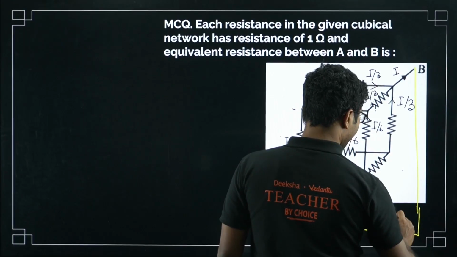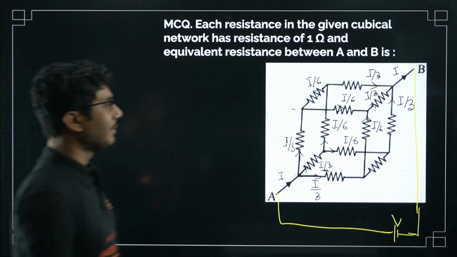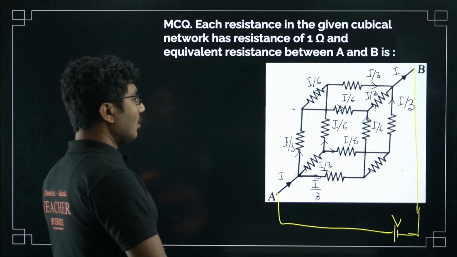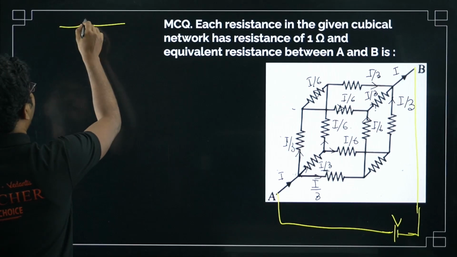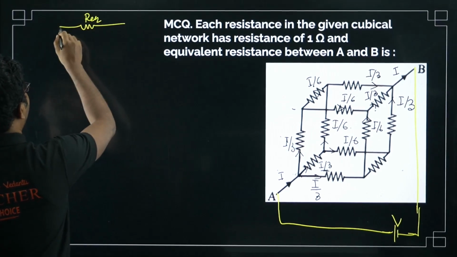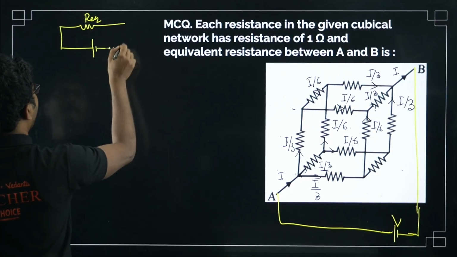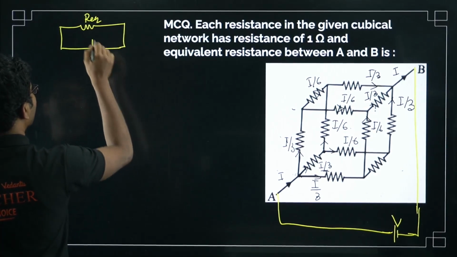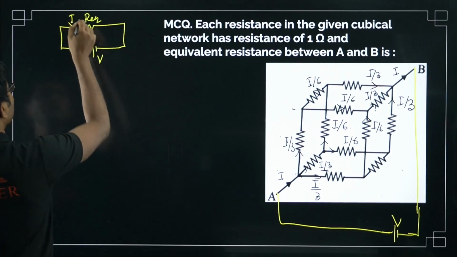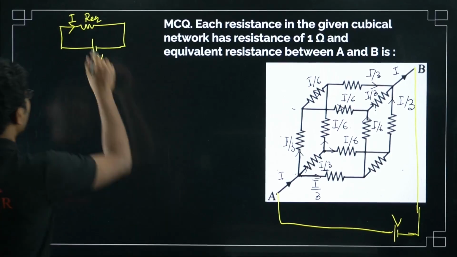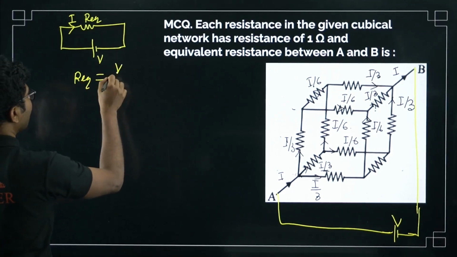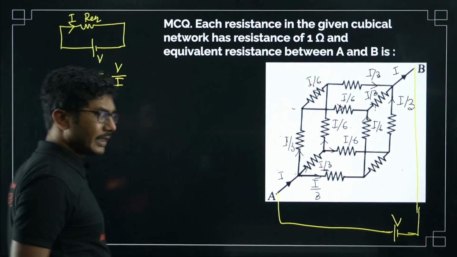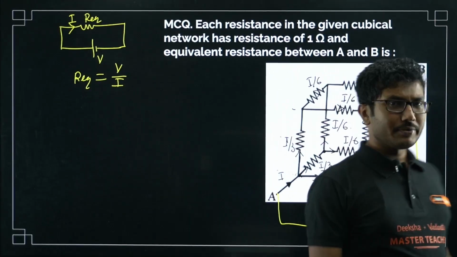Say V. It is connected across some battery, say V. Okay, now equivalent circuit again. What did I say? The same battery will be there, same current will be there. So what will be the value of R equivalent? The value of R equivalent will be V by I, right?